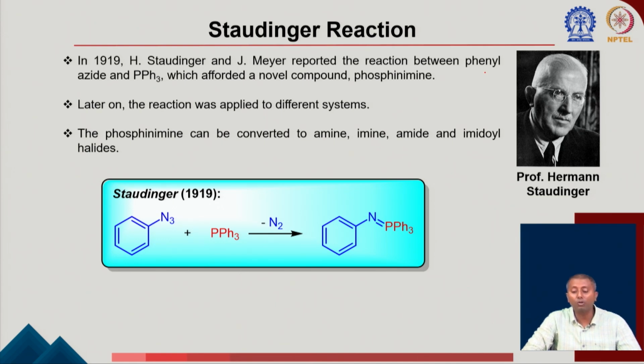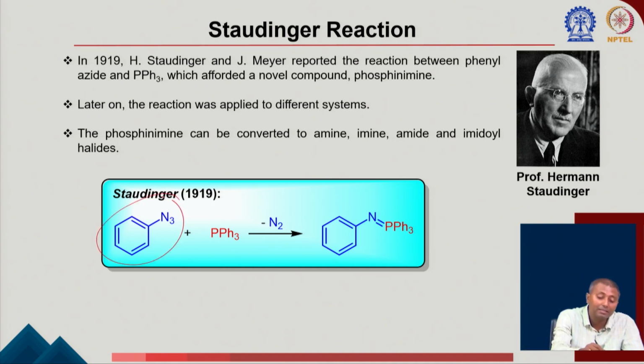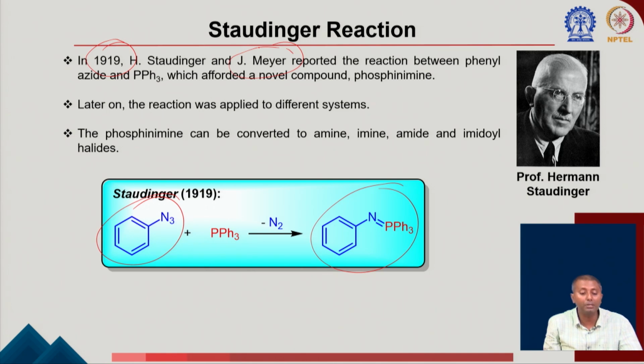Another important reaction is the Staudinger reaction, which is a conversion of azide to the corresponding amine through this very important intermediate, a phosphoiminium intermediate. We are going to talk about that, and from there you can see formation of the different products. In 1919, Professor Staudinger and Professor J. Meyer discovered this reaction using triphenylphosphine and a phenyl azide.